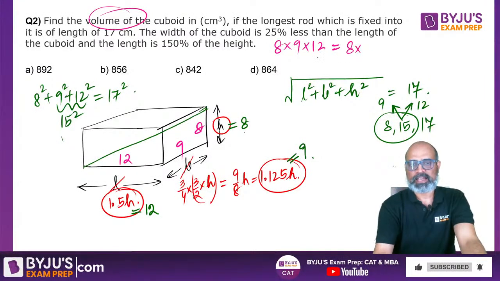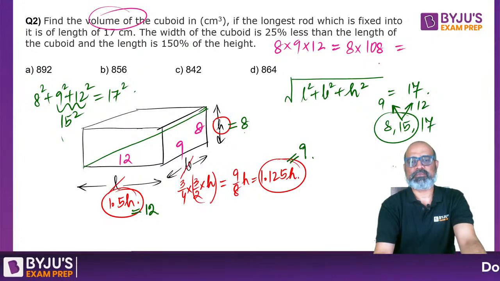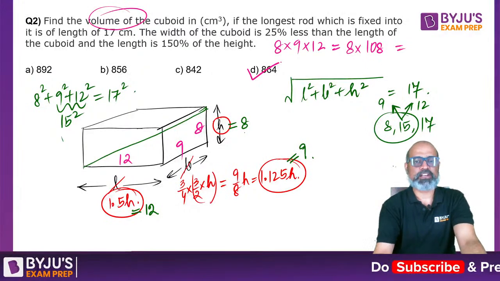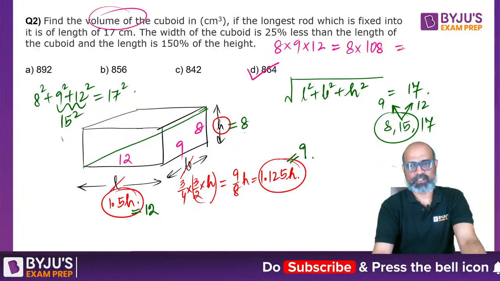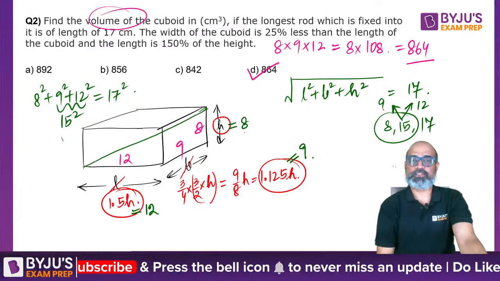I'll prefer multiplying 9 and 12, the larger values first. 9 into 12 is 108, and 8 into 108 is a number that will end in 4. There is only one value that ends in 4. Anyways, 8 into 100 is 800, 8 into 8 is 64. So 864 will give us the answer.